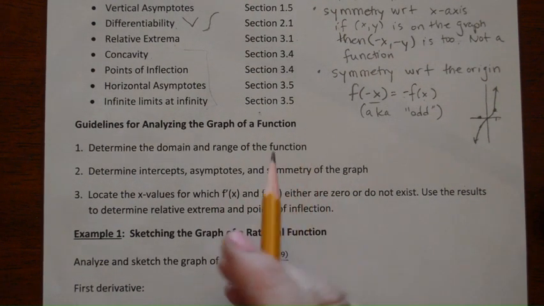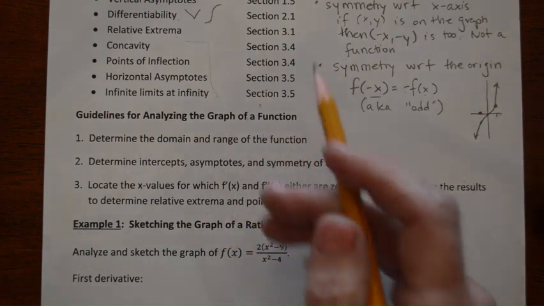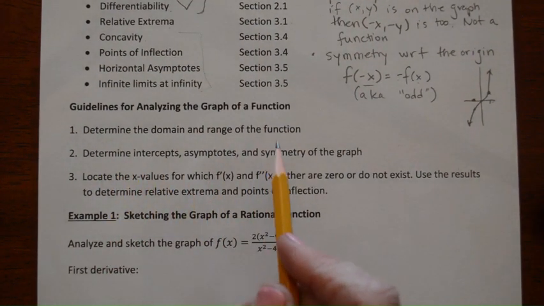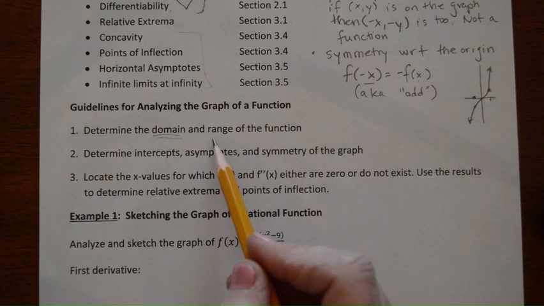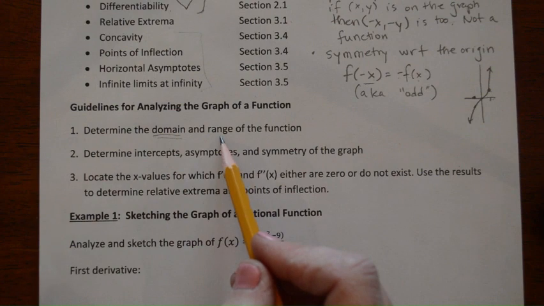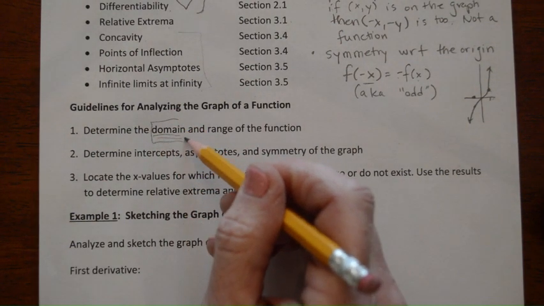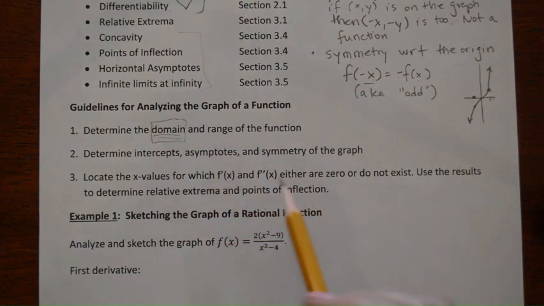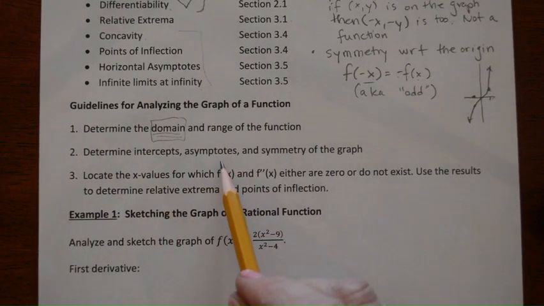Okay, so how do we analyze a function to figure out what its graph is going to look like? So first, determine the domain and the range of the function. Really, a big part here is going to be the domain. The range might not be as obvious until we actually graph it. So for this part, we definitely want to know what the domain is. What am I allowed to plug in for x? What am I not allowed to plug in for x? Find any x-intercepts, y-intercepts, where are the vertical asymptotes, where are the horizontal asymptotes.